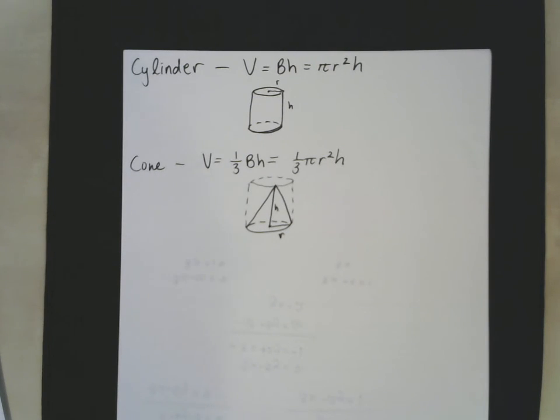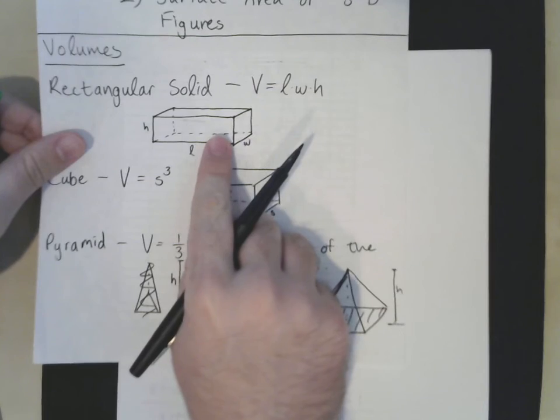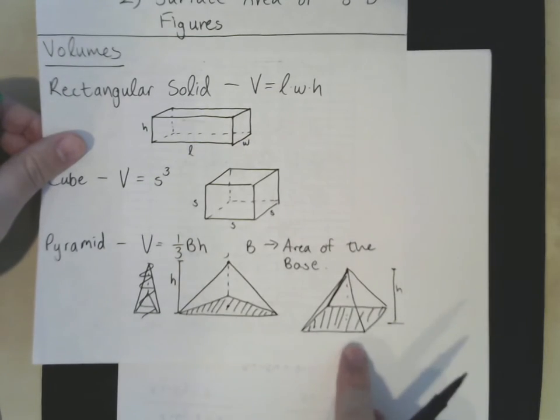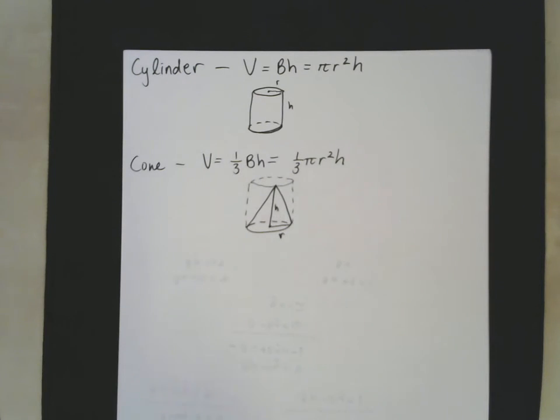The cone is a hollowed out part of the cylinder, and it's exactly 1/3. Similar to how the pyramid is a hollowed out version of the rectangular solid. The length times width times the height, and then it's 1/3 of that. The cone works in a very similar way.